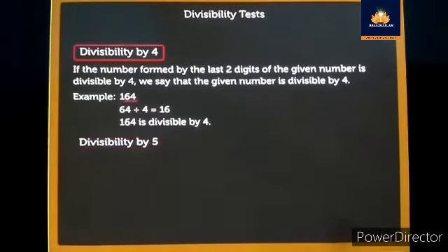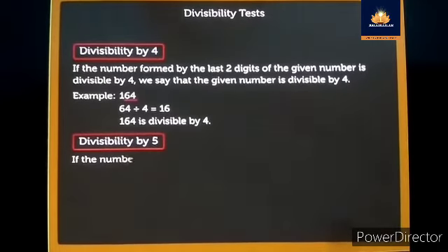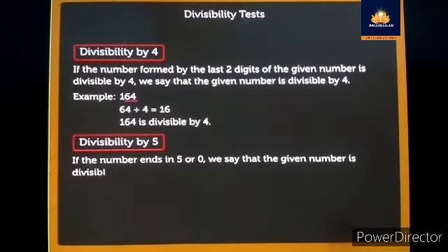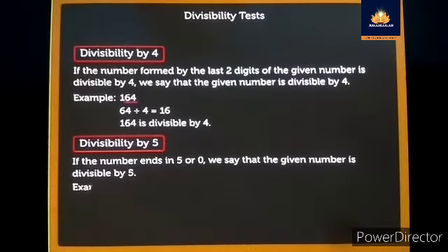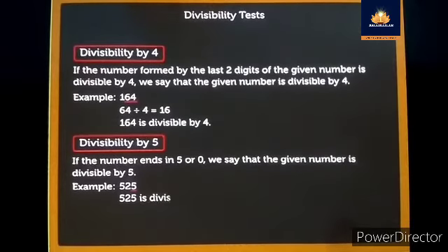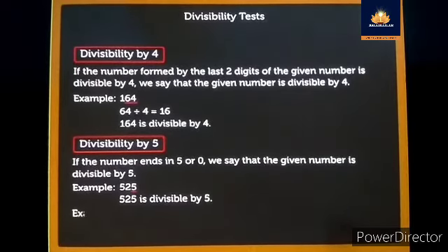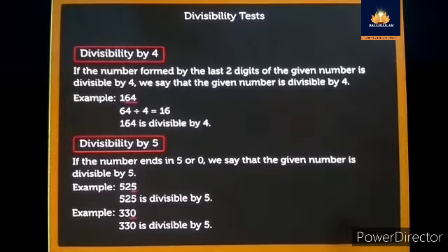Divisibility by 5. If the number ends in 5 or 0, we say that the given number is divisible by 5. For example, 525 ends in 5. Thus, it is divisible by 5. Look at another example, that is 330 ends in 0. Hence, it is divisible by 5.